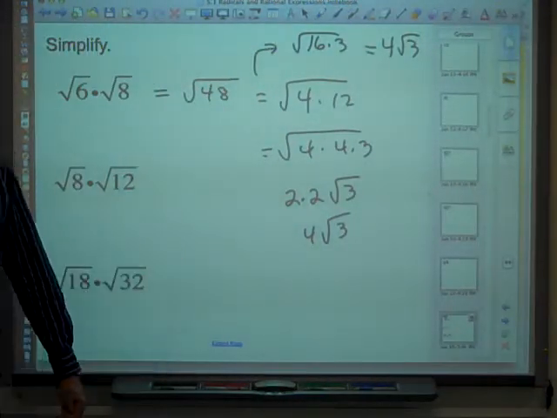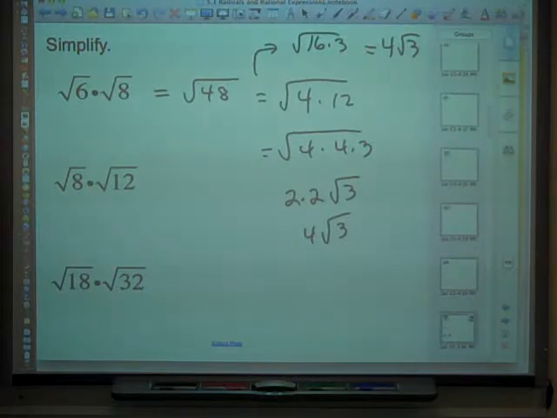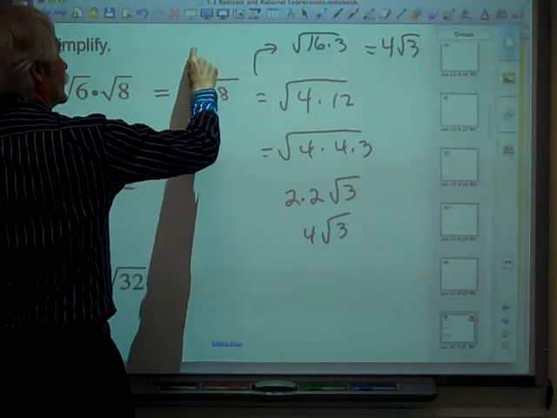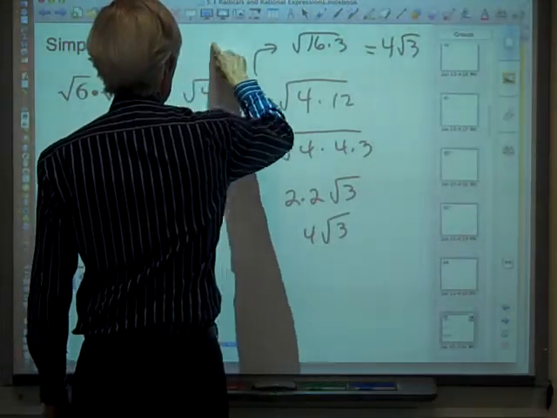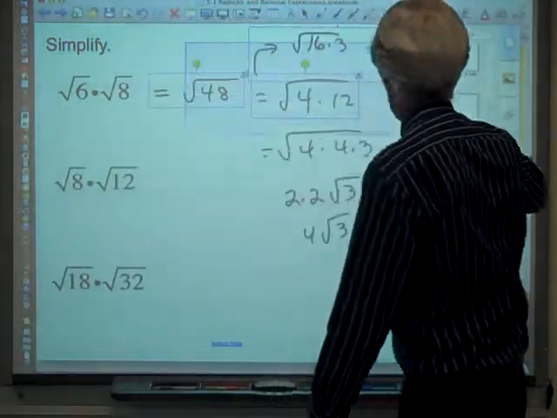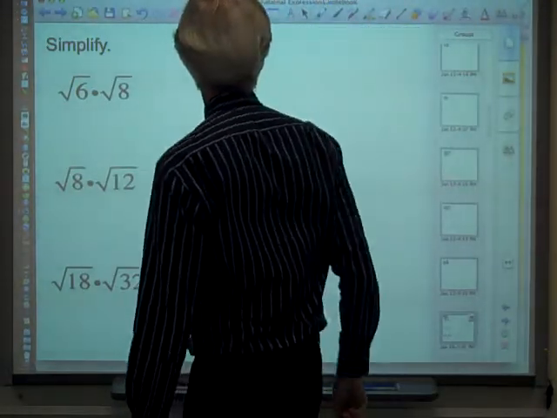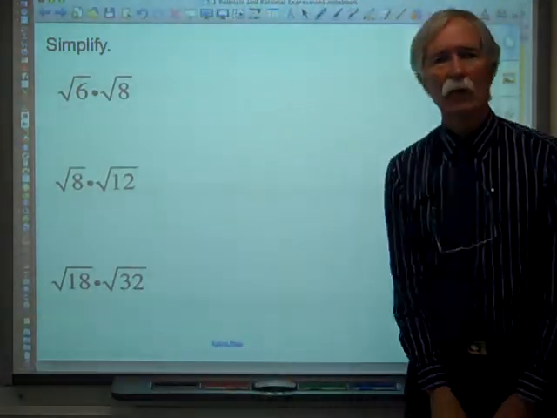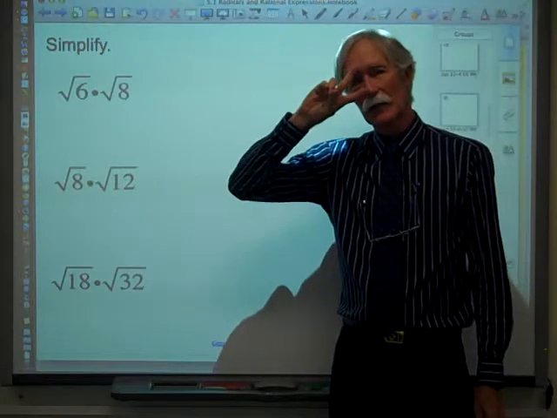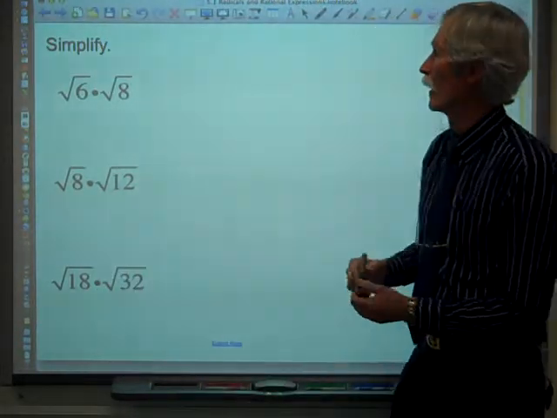Can you simplify the root 6 and the root 8 first, and then multiply? Yeah. Because when you simplify them, you multiply the factors that are on the outside, right? Right. So, there are 2 other ways to do this same problem.